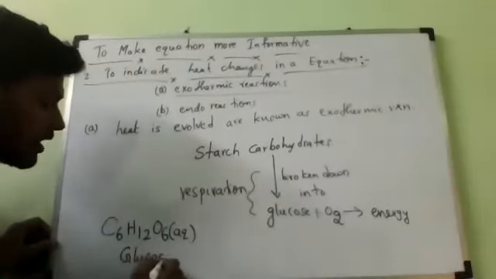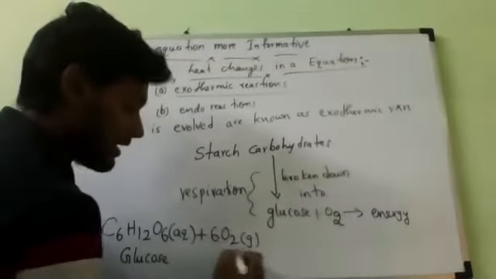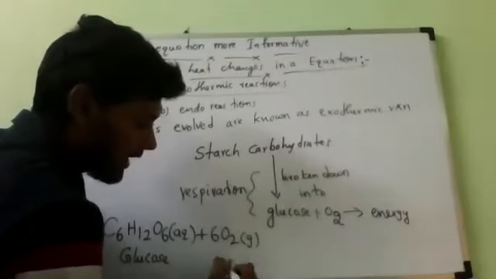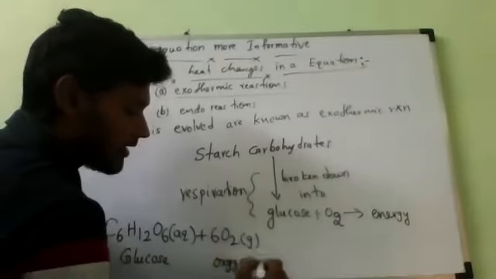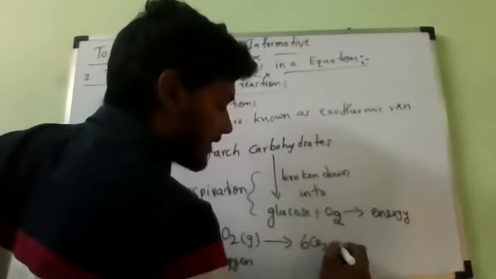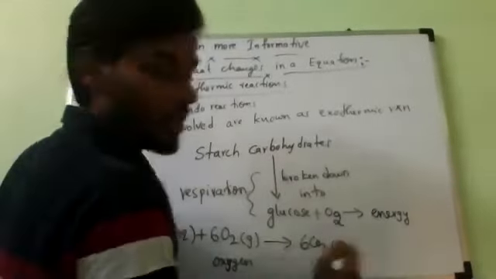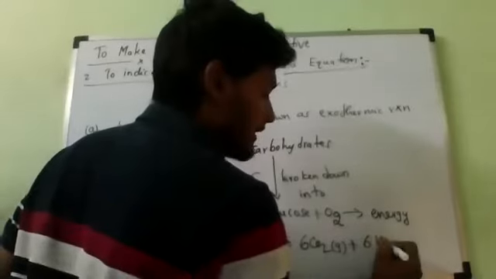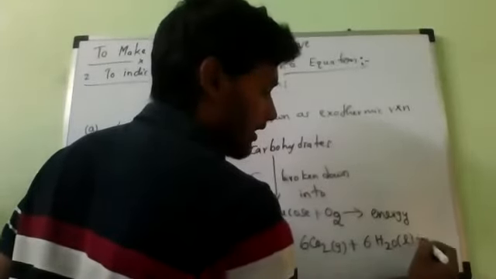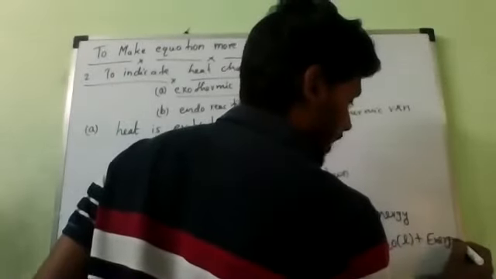Glucose reacts with oxygen. I am writing a balanced equation. You should learn the balanced equation. Glucose, C6H12O6, reacts with oxygen, 6O2, to form 6CO2. Carbon dioxide gas is released, which is what we exhale. Plus it forms 6H2O, liquid water, plus the main thing, it releases energy.